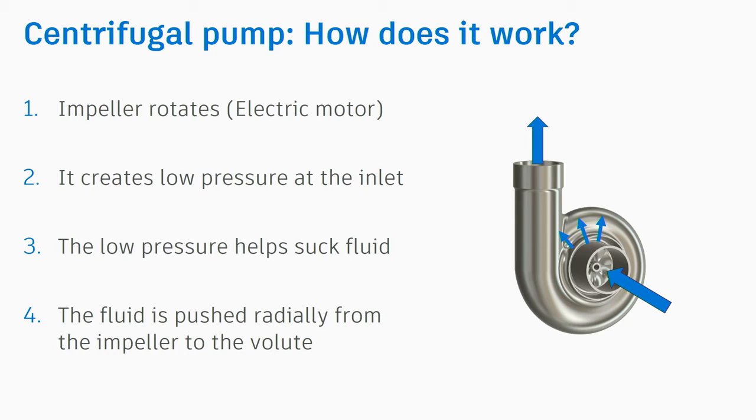The working of a centrifugal pump is very simple. The impeller rotates. It creates a low pressure at the inlet. This low pressure helps suck the fluid surrounding it. This fluid is pushed radially through the blade passages of the impeller and then discharged through the outlet of the pump. It's very simple. Mechanical energy, kinetic energy, and then out.